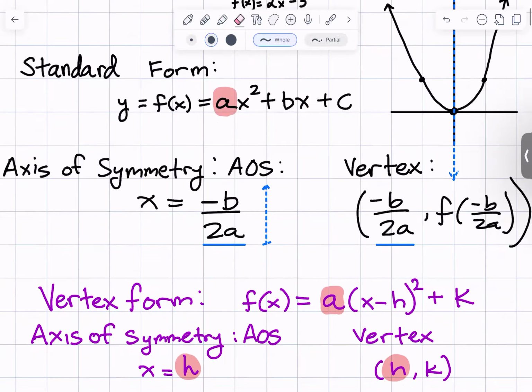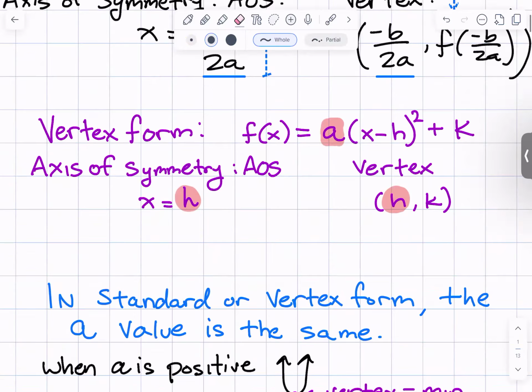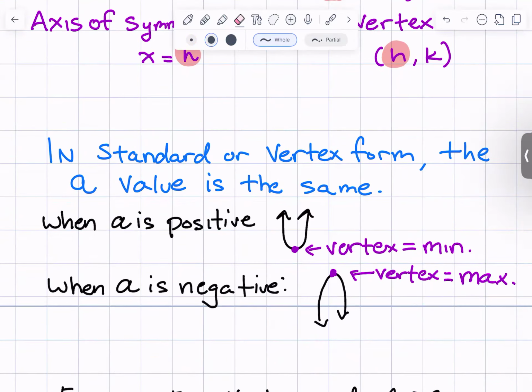So remember, when my a value is positive, it makes a happy face. So my vertex will serve as a minimum, the lowest point of my parabola. When my a is negative, it makes a frowny face, and that vertex point serves as the maximum, or the highest point of this parabola.